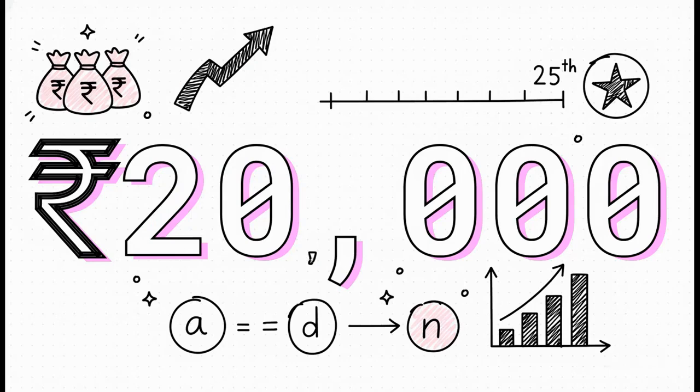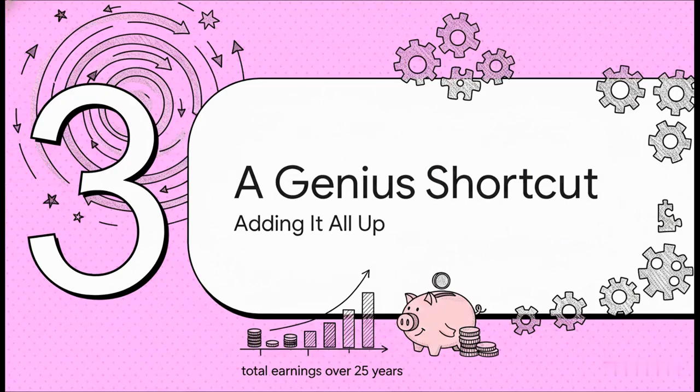All right, so let's put it to the test. What about Reena's salary in her 25th year? We just plug in the numbers. A is 8,000, D is 500, and N is 25. The formula does its magic and gives us 20,000 rupees. We didn't have to add 24 times. The formula got us there in one shot. Powerful, right? Okay, awesome. We can jump to any point in the future.